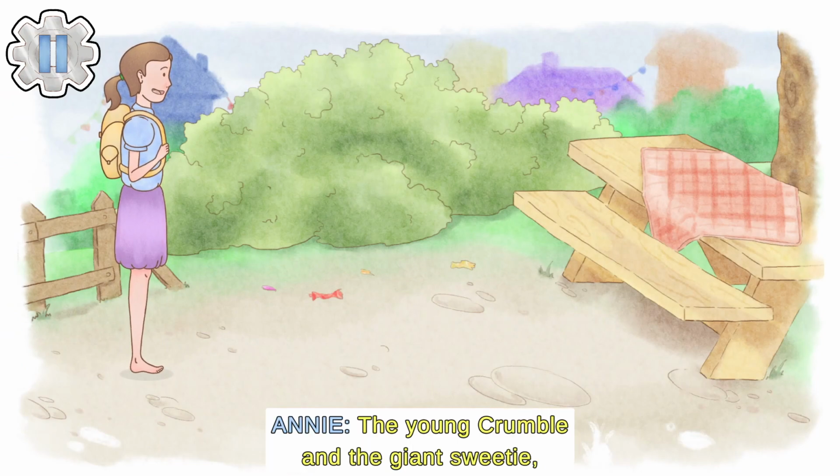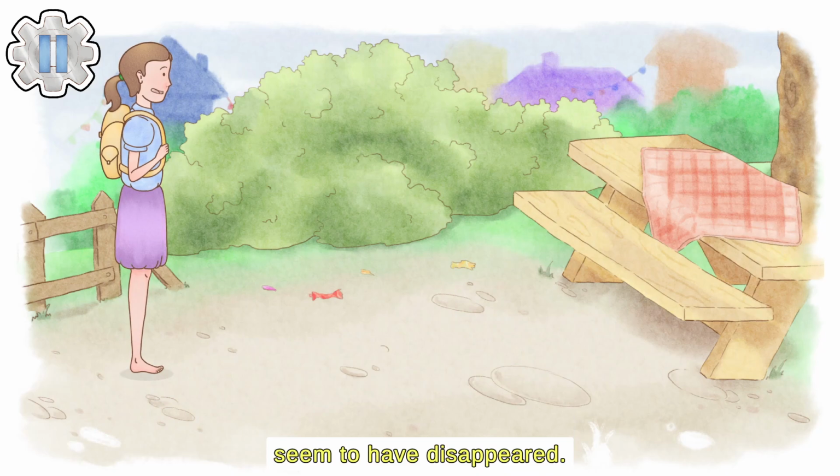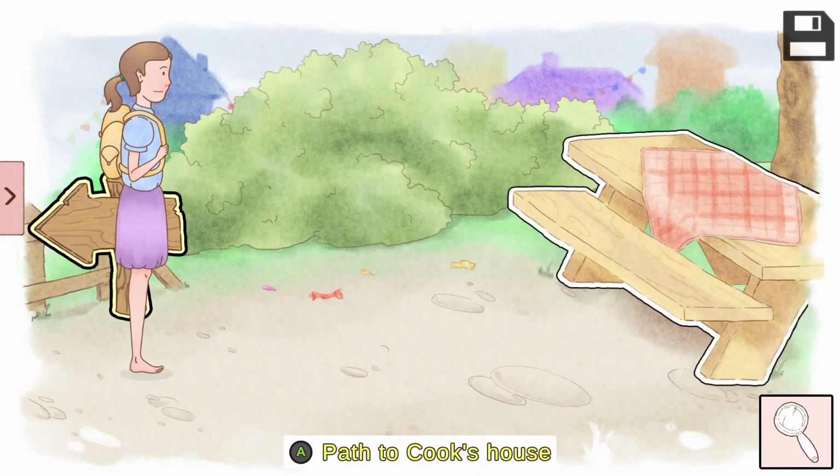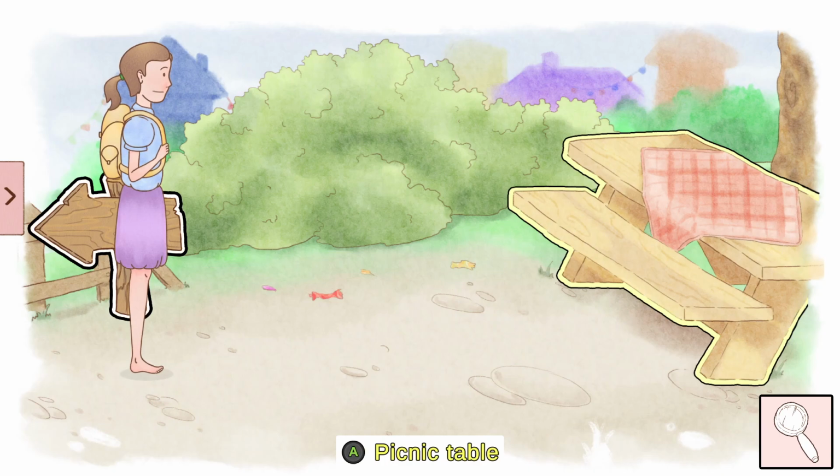The young Crumble and the giant sweetie seem to have disappeared. I wanted to see him try to open it and then the balloon popped. That's just me being mean. I love it though. Picnic table. Toggle highlights. Path to cook's house.